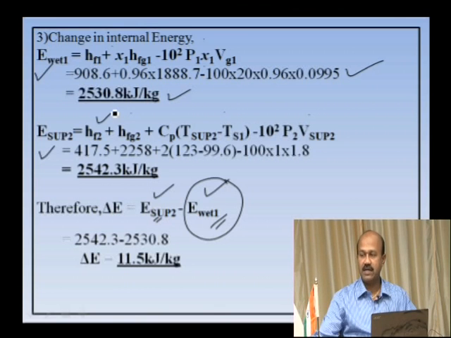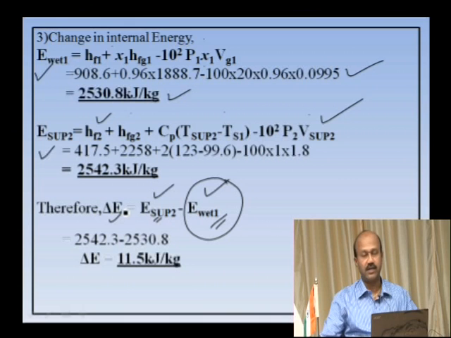So h_sup formula is here: h_f2 plus h_fg2 plus C_p into (T_sup minus T_sat). W_sup is 10^2 P2 v_sup, because it is a superheated steam. So substitute all the values, and you will get around 2542.3 kilojoules per kg of internal energy after the process.